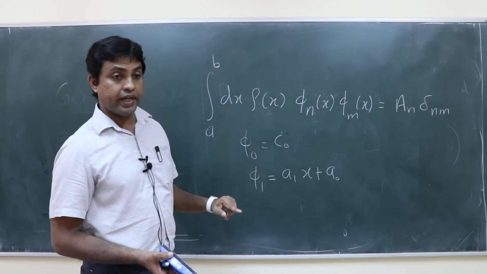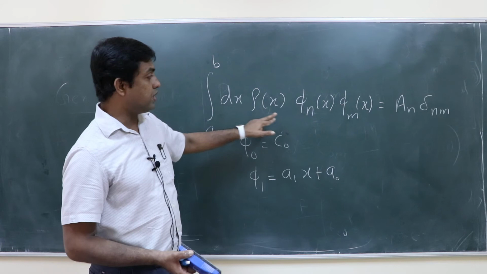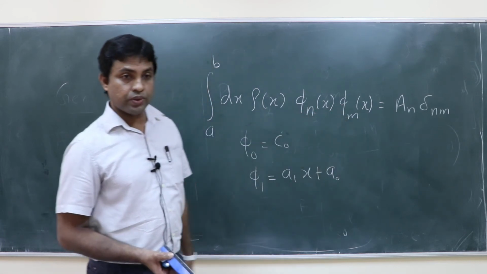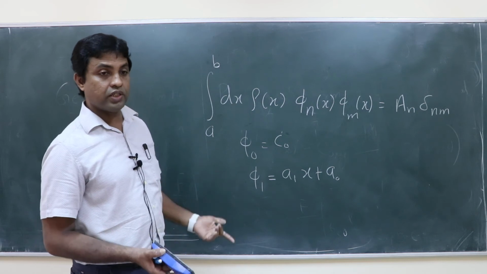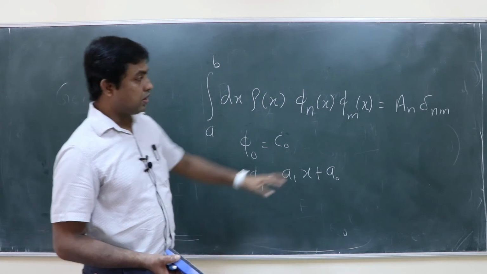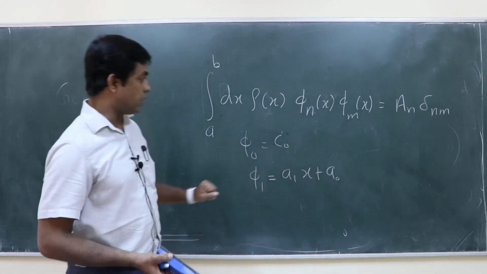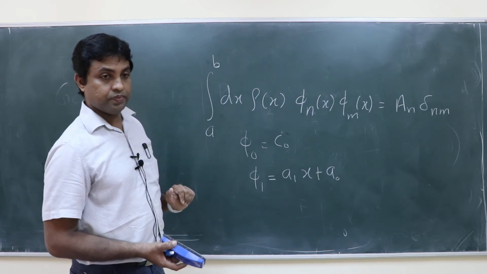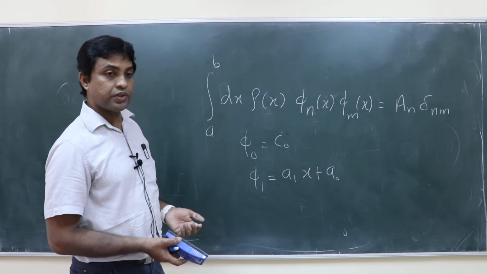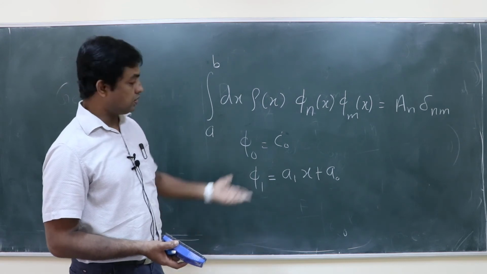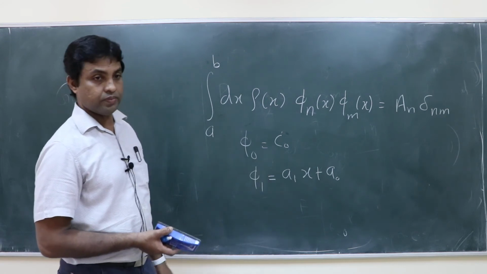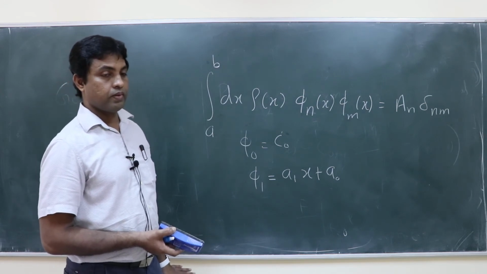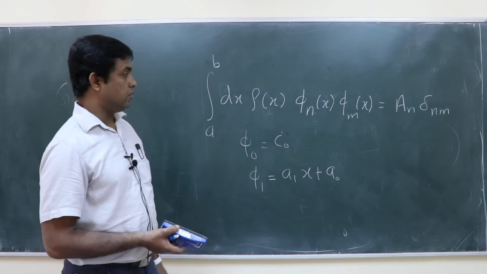Second equation: you put n is equal to 1, m is equal to 0. If I put n is equal to 1, m is equal to 0, the right hand side is 0, right? So I get one more equation. You solve those two linear equations and find out a0 and a1. Is it clear? Yes, sir.